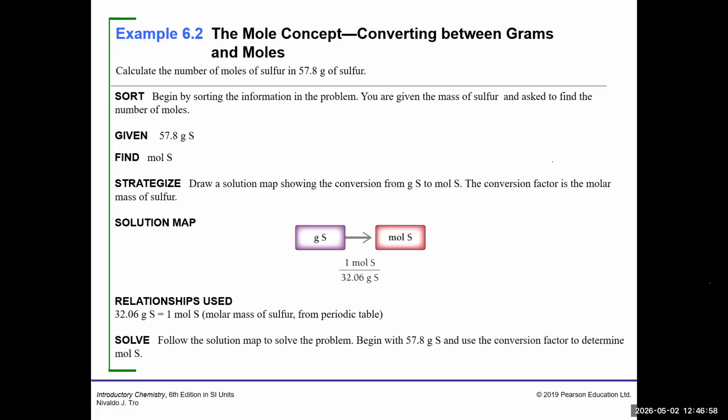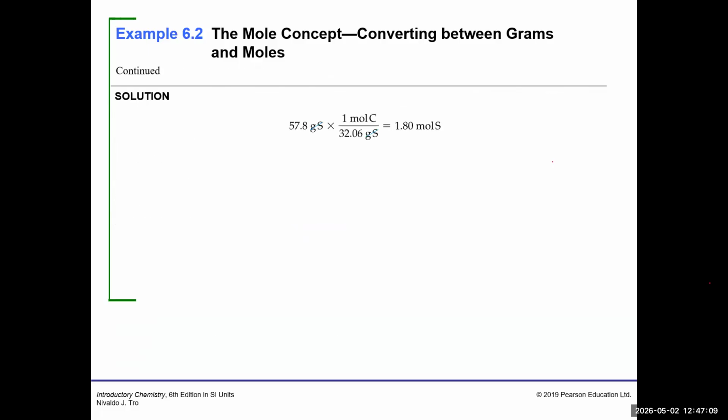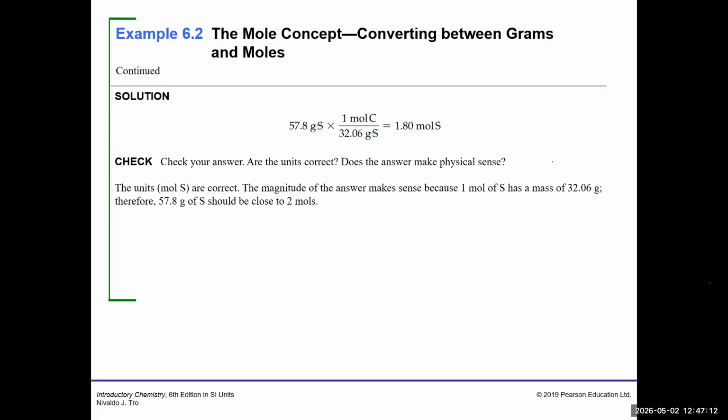So now we can solve it. We use the solution map to solve the problem. You begin with 57.8 grams of sulfur and use the conversion factors to determine the moles of sulfur. So we have 57.8 grams of sulfur times 1 mole of sulfur over 32.06 grams of sulfur. Then you cancel units and multiply, and you get 1.80 moles of sulfur.